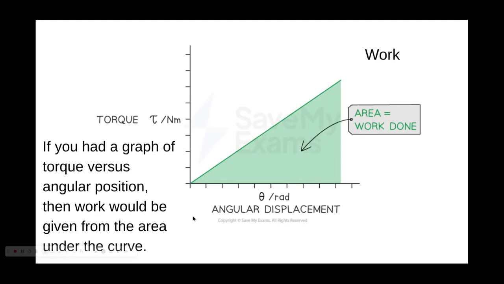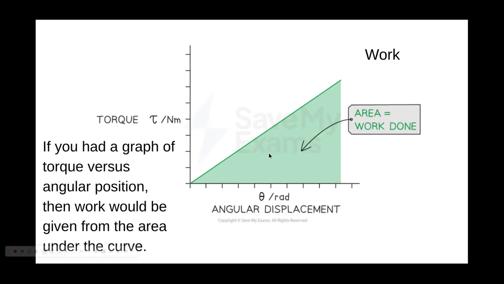Also note that one of the things they like to do in AP is give you graphs of data, if you had a torque versus angular displacement graph. Like how much is the angle changing as you apply, in this case, a constant torque? What would be the work done? Well, it's actually the area under the curve. The product of these two gives you work, torque times delta theta.